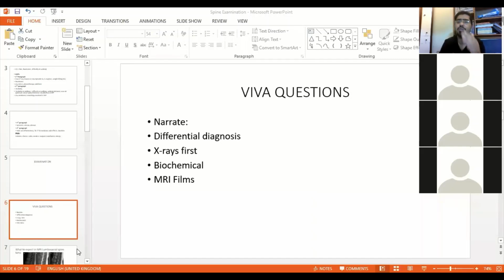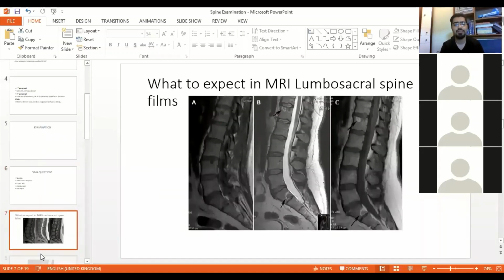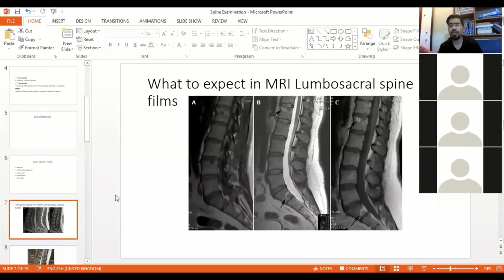I need the X-ray first. You are able to describe the X-ray finding. Then biochemical investigation to rule out tuberculosis and infection. Then MRI films. So MRI film, there are three sections: coronal, sagittal, and axial.